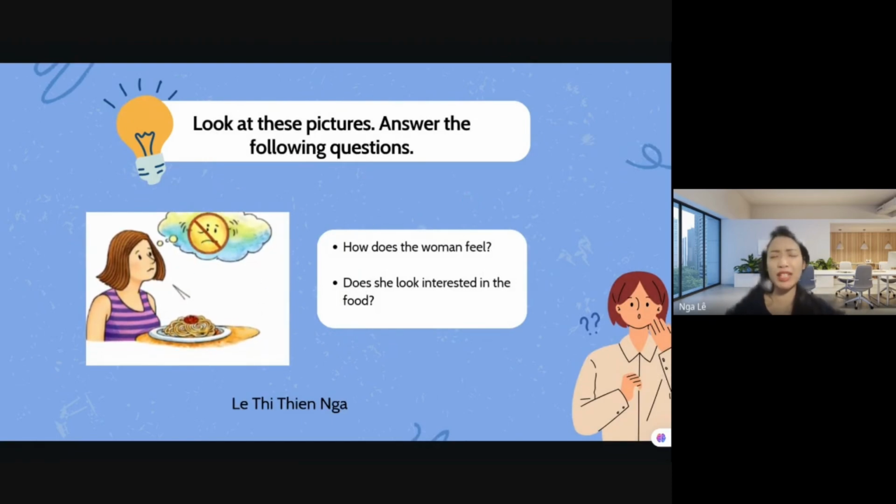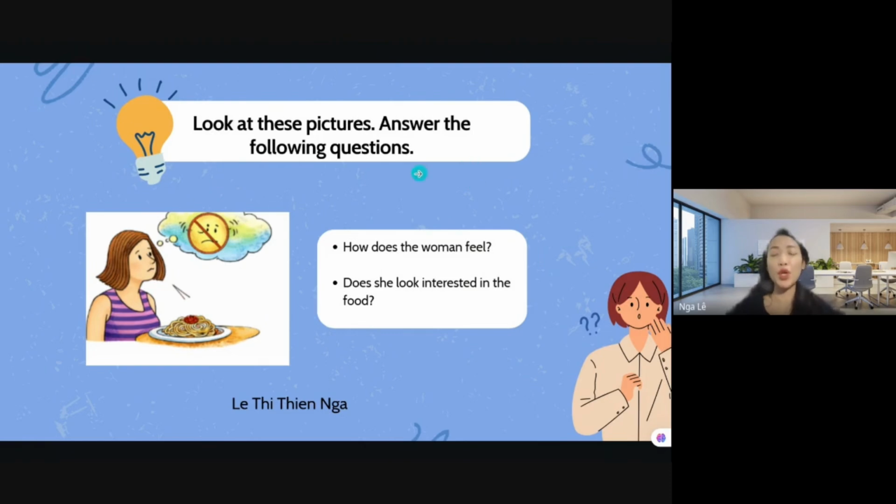Yes. Okay, next one. In this picture, how does the woman feel? And does she look interested in the food? Anna, please. How does she feel? Oh, she feels unwell. Okay. And does she look interested in the food here? No, not really. She may be unwell and she feels bad. Are you sure about that? No, not 100%, right? So she might not like the food, right? Yeah, so she might feel unwell.